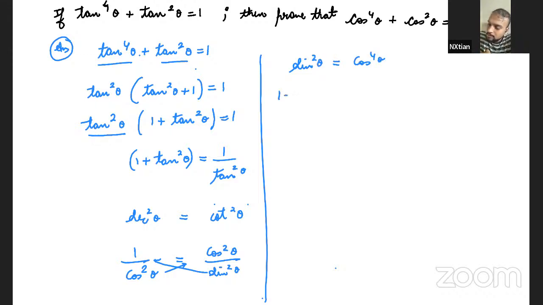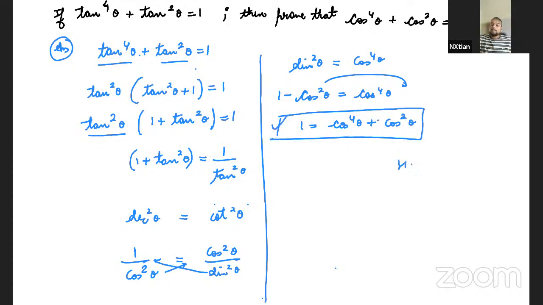Now it can be written as 1 minus cos square theta is equal to cos 4 theta, and this will become 1 is equal to cos 4 theta plus cos square theta.